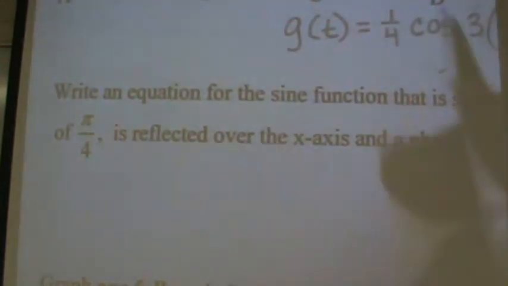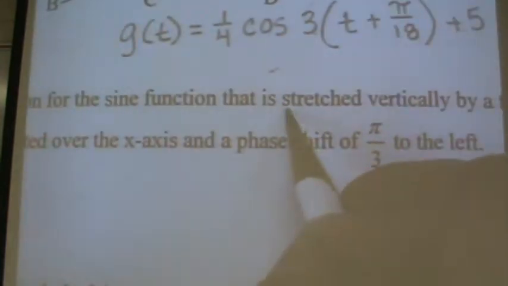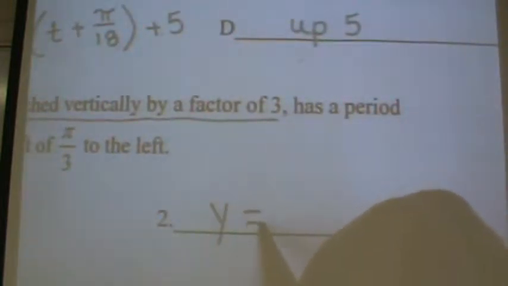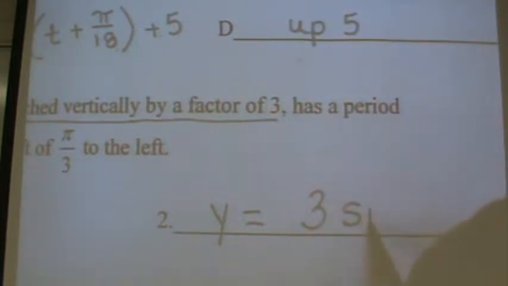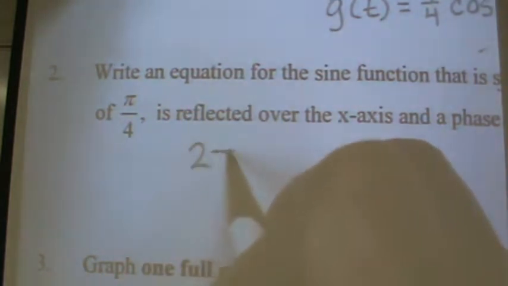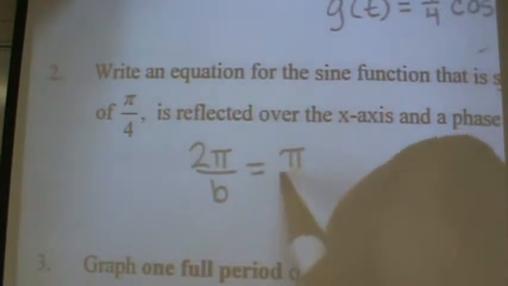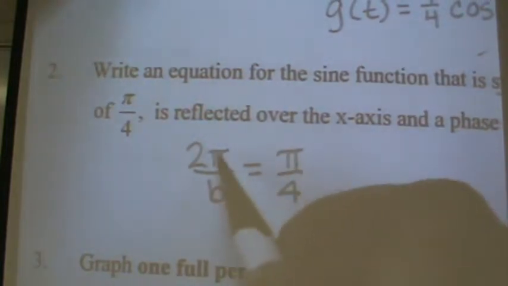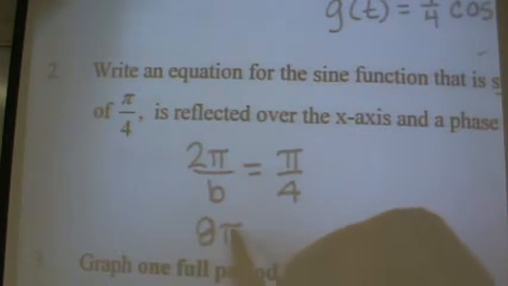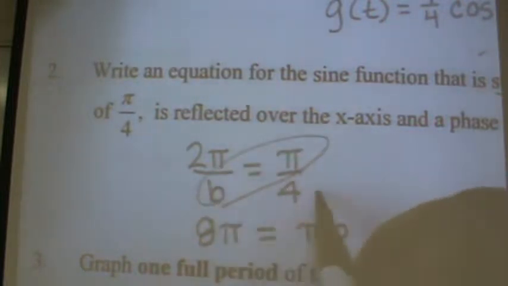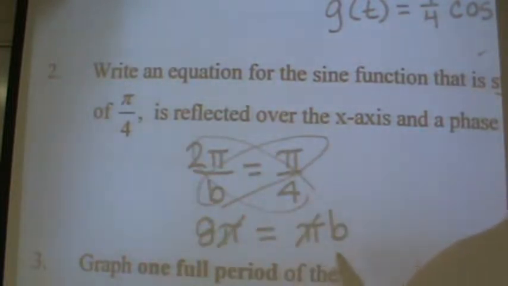Write an equation for the sine function that's stretched vertically by a factor of 3. Sine function has a period of pi over 4. So what you have to do is find the b value. 2 pi over b, the period is pi over 4. So you're going to cross multiply, you get 8 pi is equal to pi b. All I did was cross multiply. The pi's cancel, b is 8.